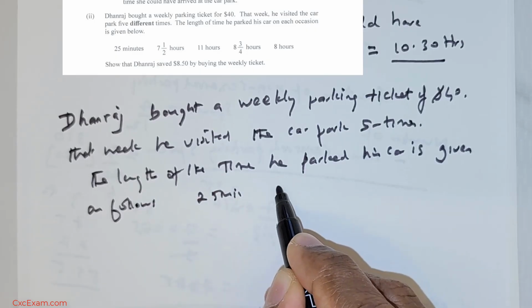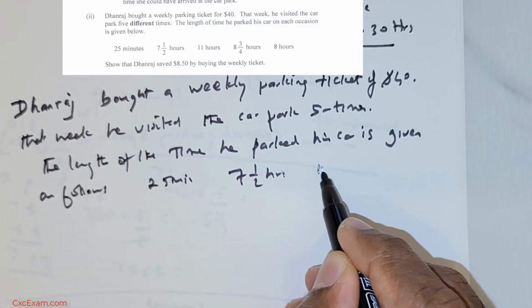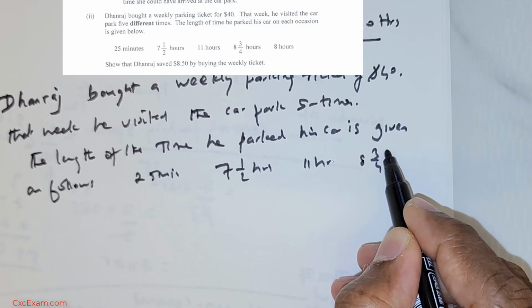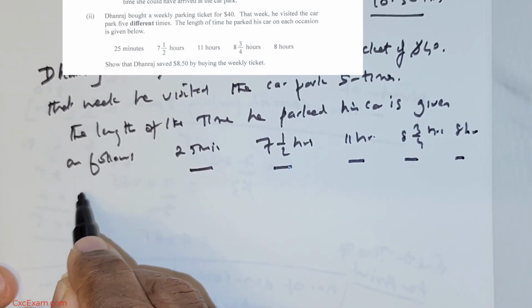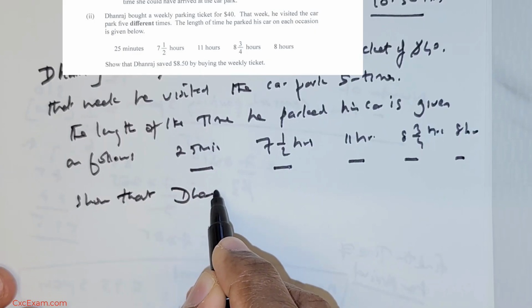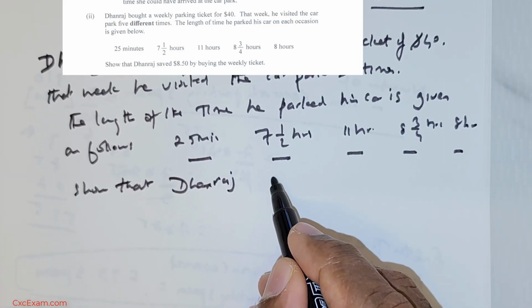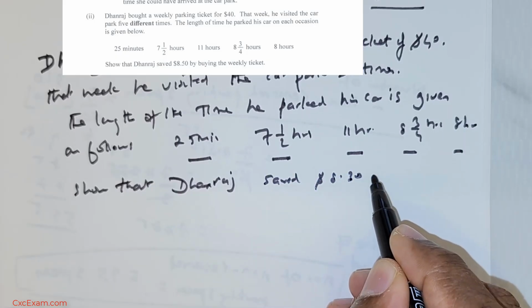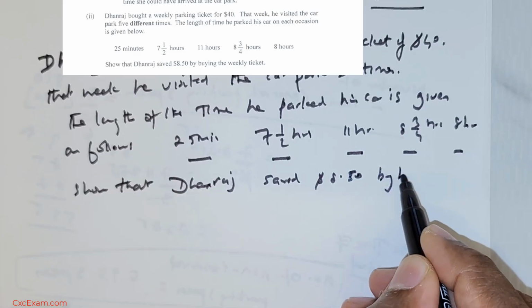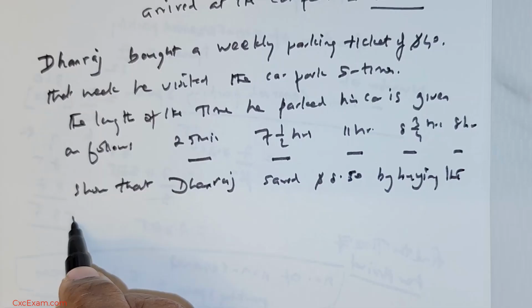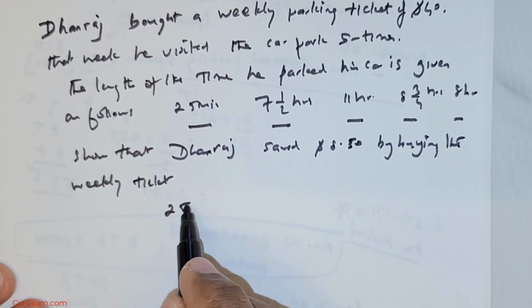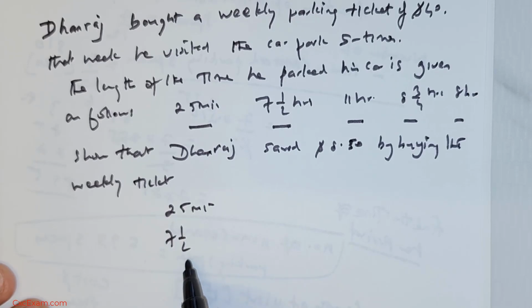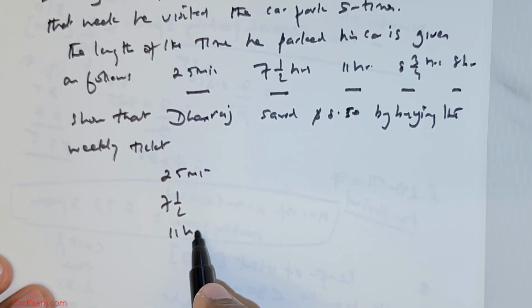25 minutes, 7.5 hours, 11 hours, 8 3/4 hours, and then 8 hours. So 1, 2, 3, 4, 5. Show that Dhanraj saved $8.50 by buying the weekly ticket. So you write these times down. This is the solution for this question. 25 minutes, 7 and 1/2, 11 hours, 8 and 3/4, and 8 hours.